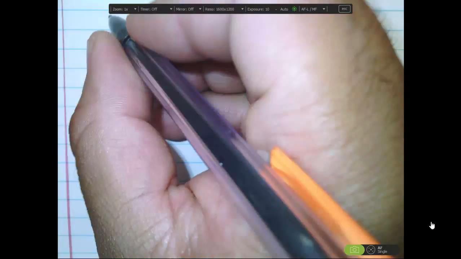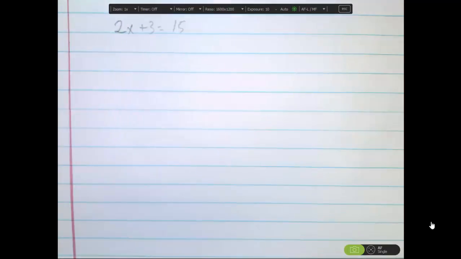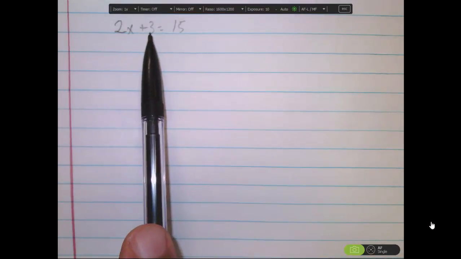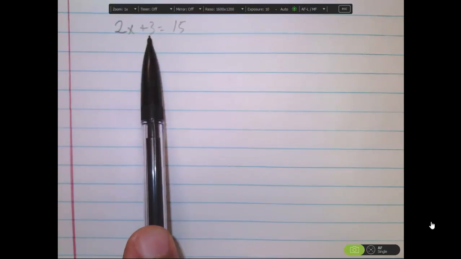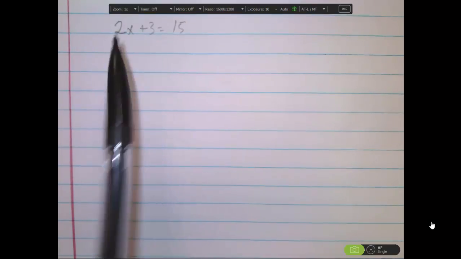All right. So we're going to write our equation. Let's use 2x plus 3 equals 15. And you're looking at your equation here, and you see it, 2x plus 3 equals 15. All right, our first step is we're always going to take care of the constant first. Okay, in two-step equations, you will always take care of the constant first.